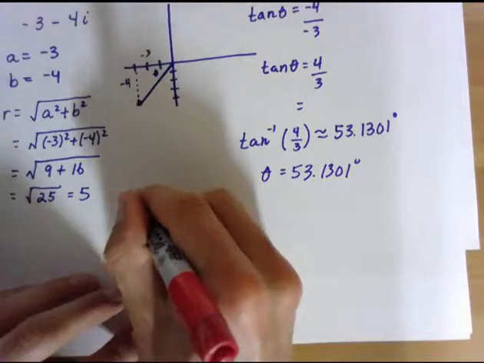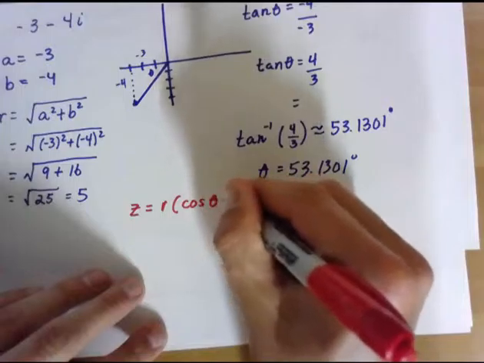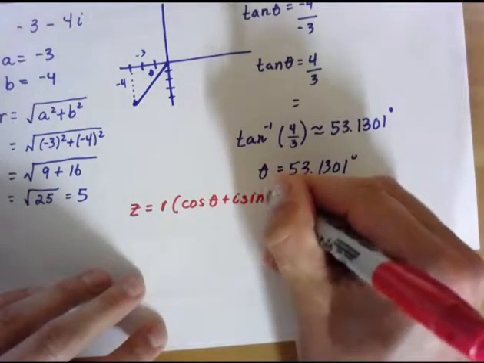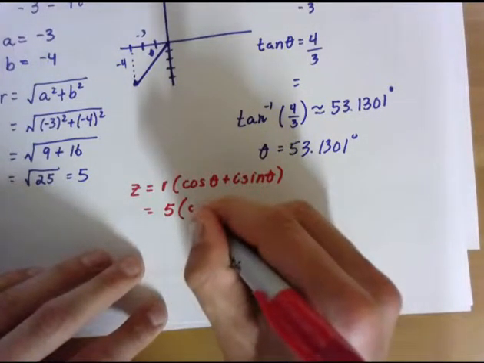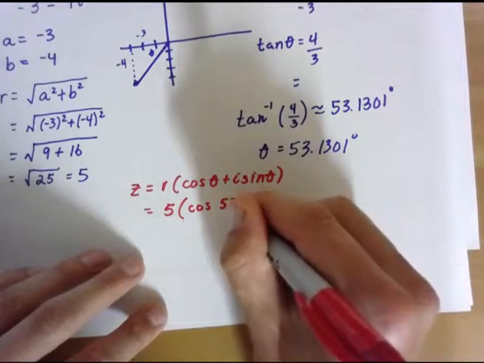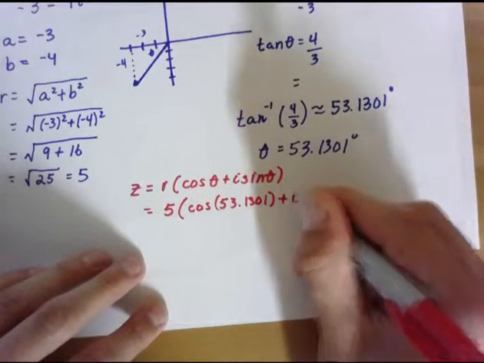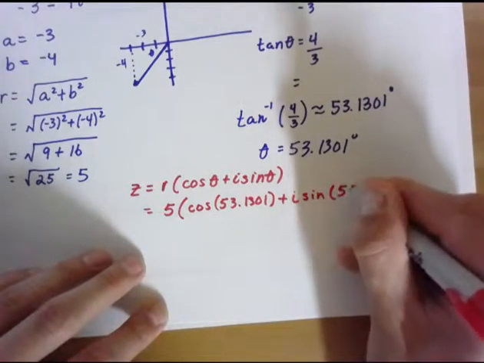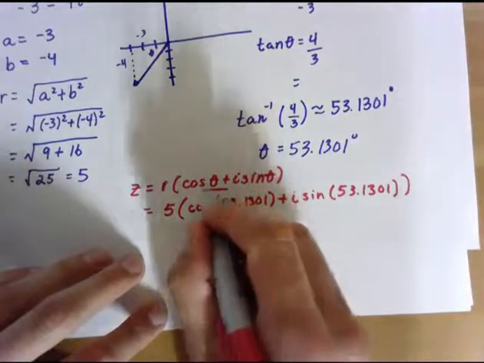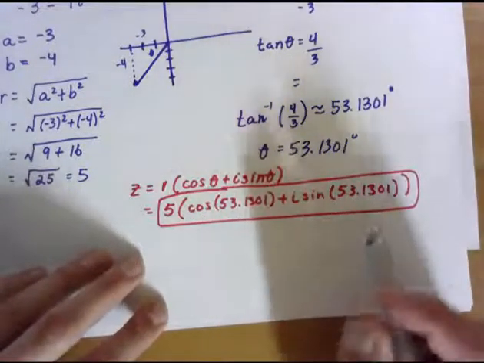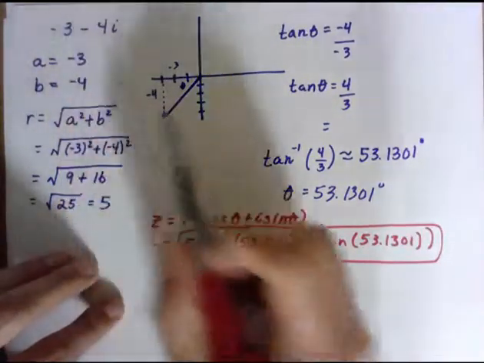Okay, so we'll go ahead and say Z is equal to R times the quantity cosine theta plus i sine of theta. Now you can round here, I guess, to make it clean. We have R is 5 times cosine 53.1301, plus i sine of 53.1301. Okay, so don't be surprised if you actually have to use your graphing calculator to help you find theta. It's not always going to be an exact value on the unit circle. So this is -3 minus 4i in polar form.